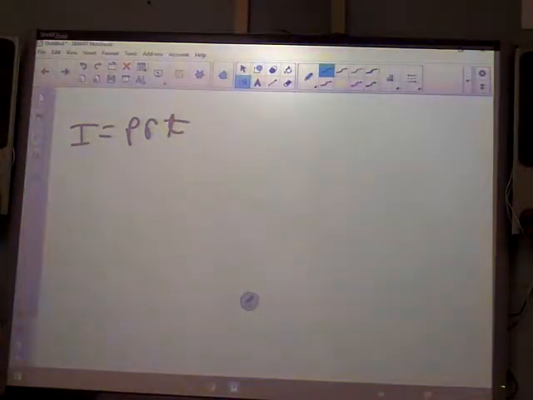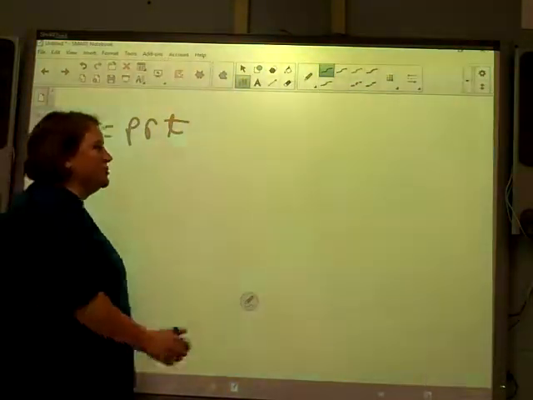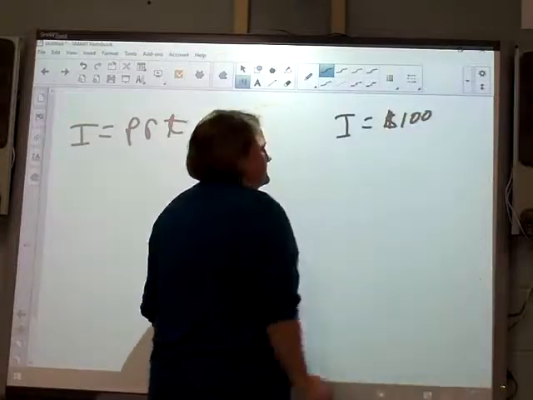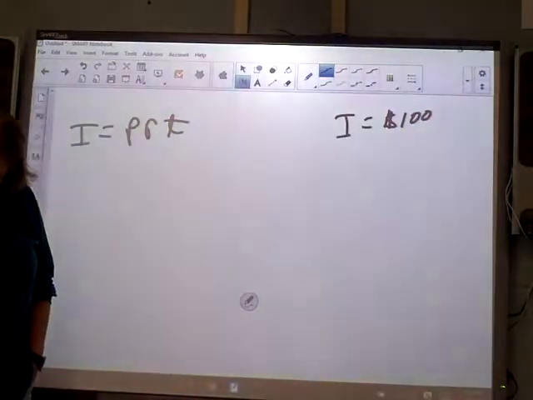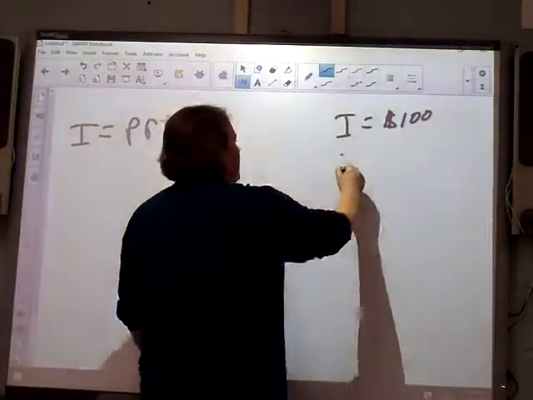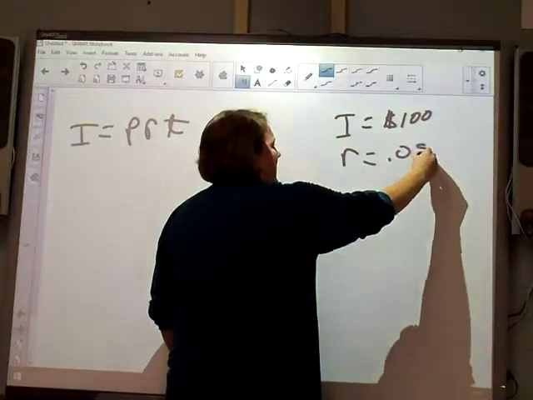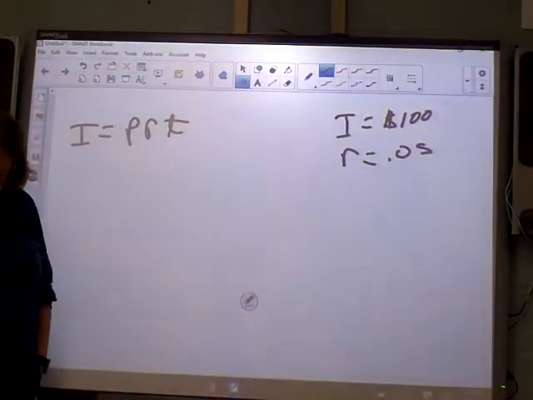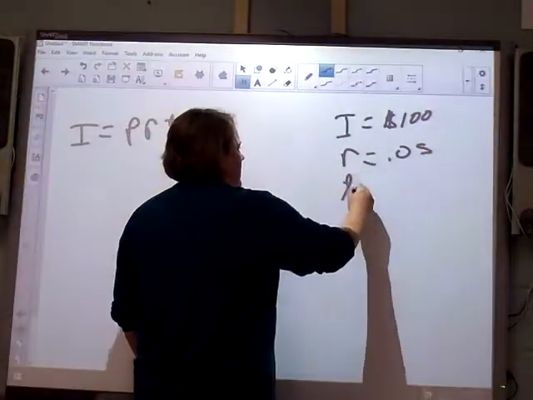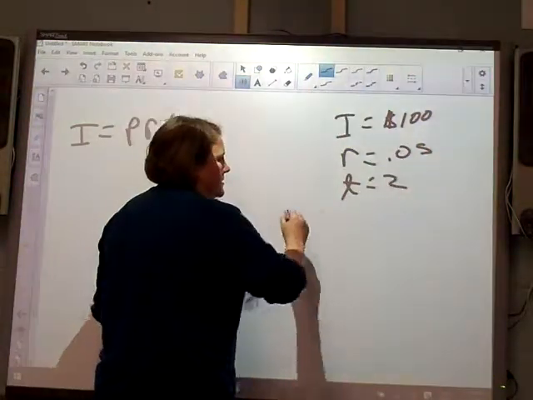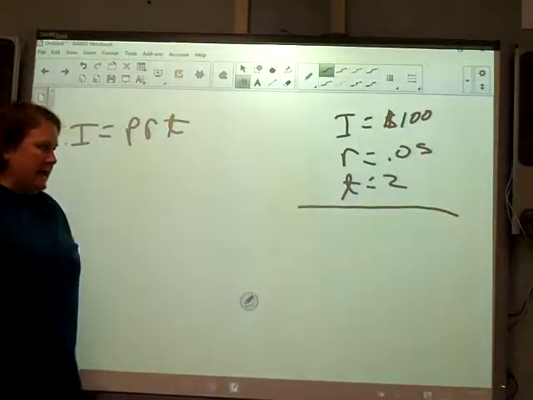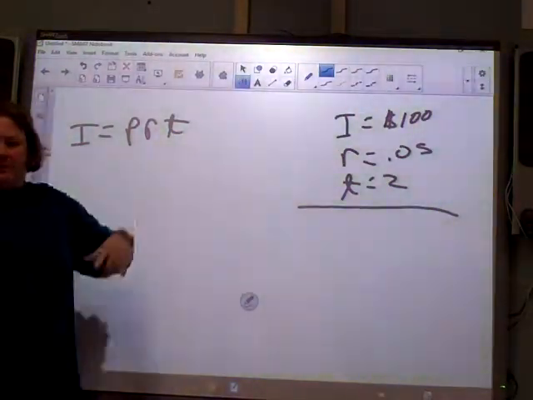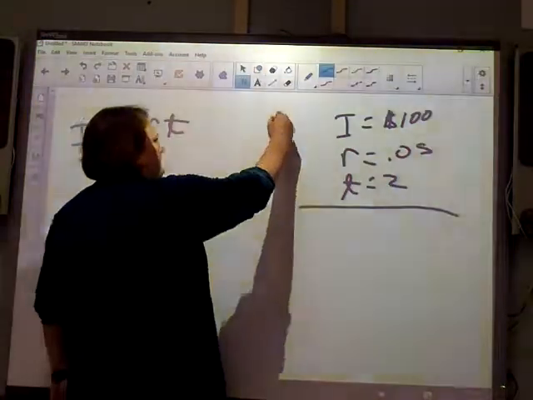So an investment earns $100 interest. So we've got an I of $100 at 5%. 5% would be 0.05 over 2 years. So our time is 2 years. Okay? Question says, what do we not know out of this? What's not given? P. Very good. We're going to find the principal, so I'll go ahead and leave that.